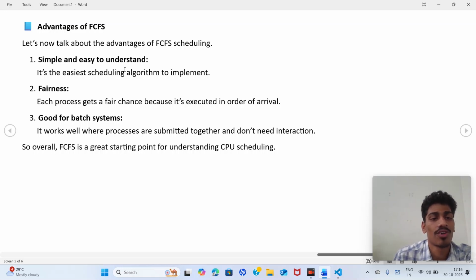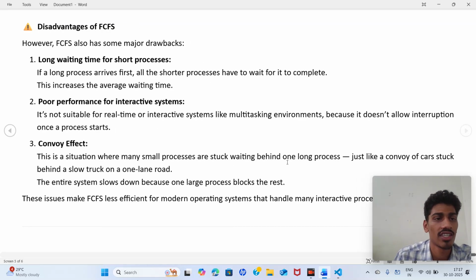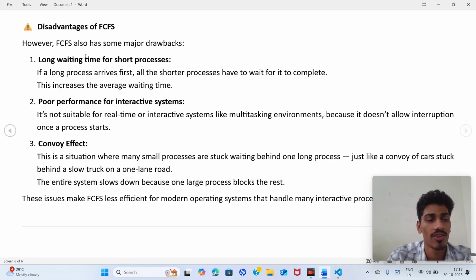Now let's look at some advantages and disadvantages. Advantages of first come first serve: it is simple and easy to understand. Fairness: each process gets a fair chance because it is executed in order of arrival time. And it is good for batch systems. A batch system is a type of operating system that works well when processes are submitted together and don't need interaction.